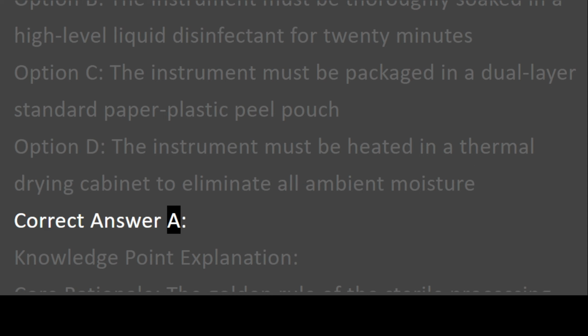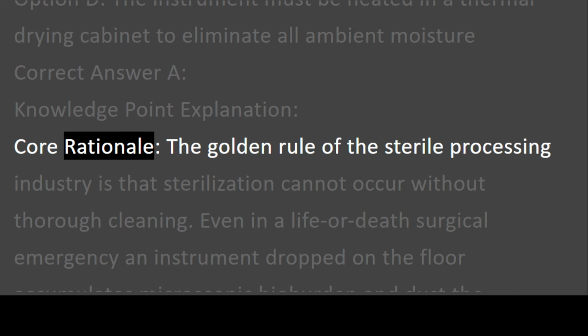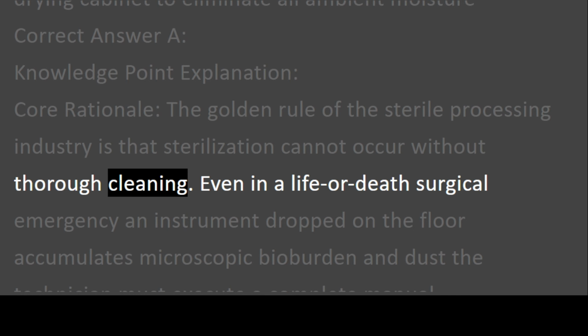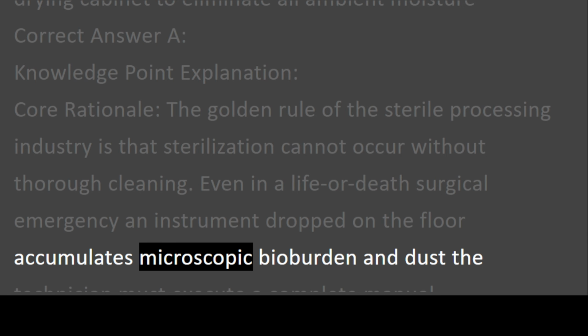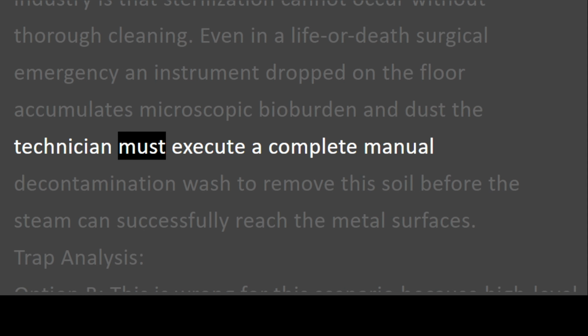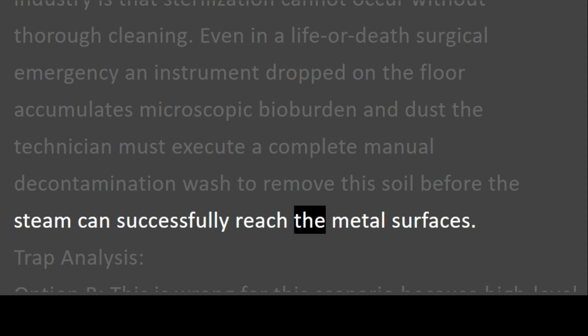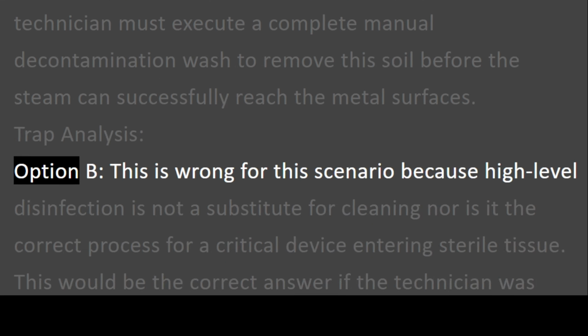Correct answer A. Knowledge point explanation. Core rationale. The golden rule of the sterile processing industry is that sterilization cannot occur without thorough cleaning. Even in a life-or-death surgical emergency, an instrument dropped on the floor accumulates microscopic bioburden and dust. The technician must execute a complete manual decontamination wash to remove this soil before the steam can successfully reach the metal surfaces. Trap analysis. Option B.